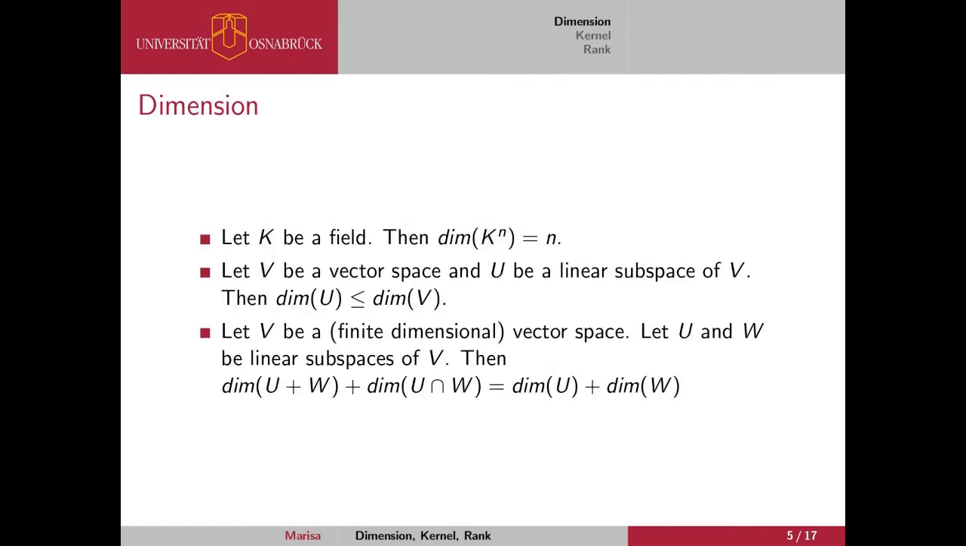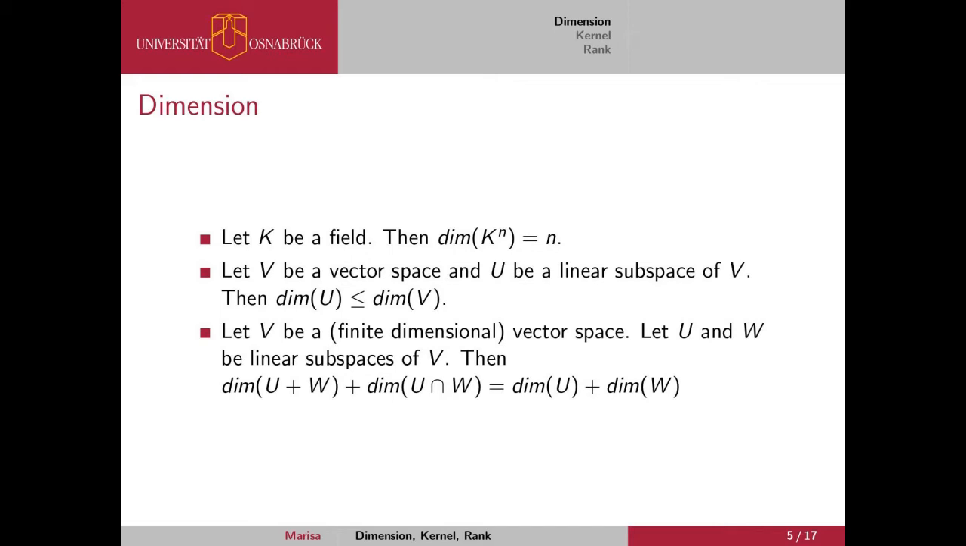Because the dimension of a vector space is such an important concept, here are some more things worth mentioning. If we have some field K, then the dimension of this field K to the power of some natural number n equals n. You saw this in the beginning. For example, R3 has the dimension 3, and R2 has the dimension 2.